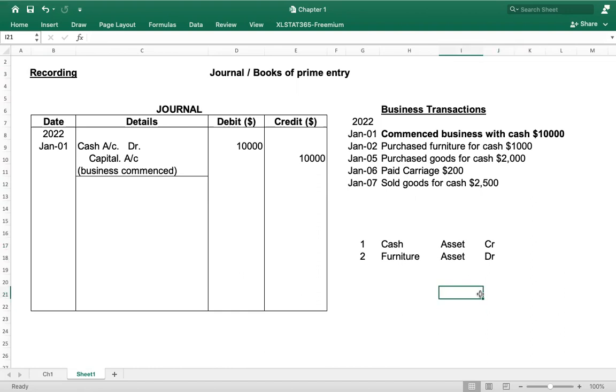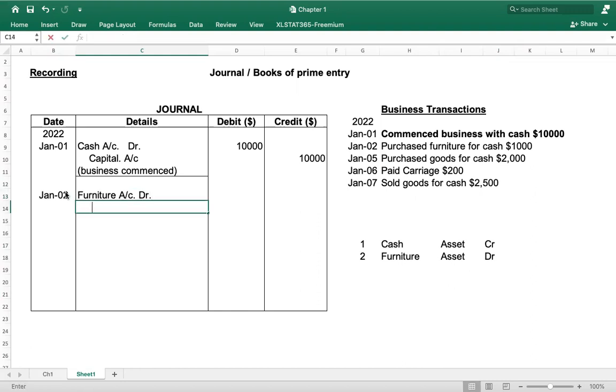So now tell me what recording you will do. First, I'll write the date, which is Jan 2nd. Then first I'll record the debit item, right? So furniture. Furniture account. Debit. DR means debit.